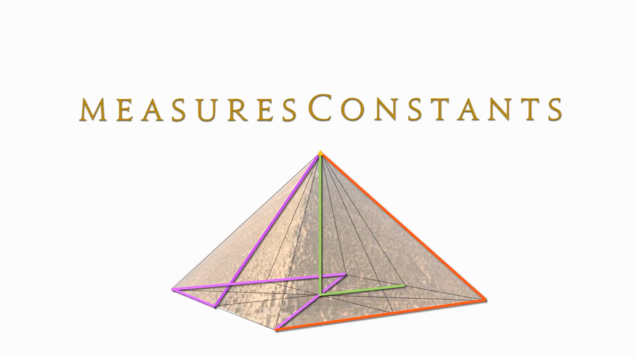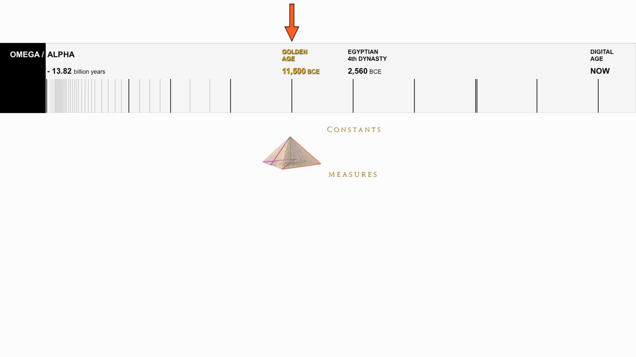Let's put this into perspective on a timeline from the beginning of creation all the way up to the present day. Not to scale, of course, but you get the idea. Here's where Orthodox Egyptology states that the pyramid was built, 4th dynasty, and here's where some of us believe is more realistic, around 13,500 years ago. I want you to ask yourself, which came first, the constants or the pyramid?